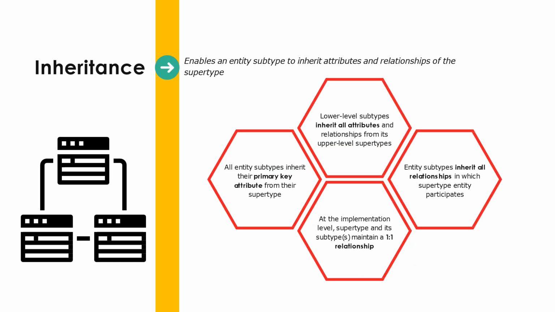One property of specialization hierarchy is inheritance. Inheritance enables an entity subtype to inherit the attributes and relationships of the supertype. All lower-level subtypes inherit all attributes and relationships from their upper-level supertypes. All entity subtypes inherit the primary key attribute from their supertype, as we have seen in our previous slide. Entity subtypes inherit all relationships in which the supertype entity participates, and at the implementation level, the supertype and its subtypes maintain a one-to-one relationship.